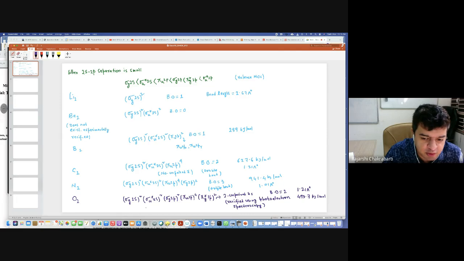Now, if you have two unpaired electrons in the antibonding pi g star 2p orbital, isn't it? It also tells you that O2 is paramagnetic, isn't it? Okay, is this clear? That is, O2 is paramagnetic.